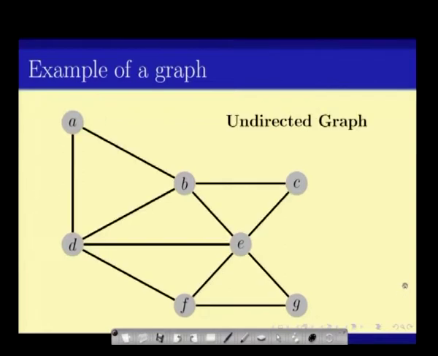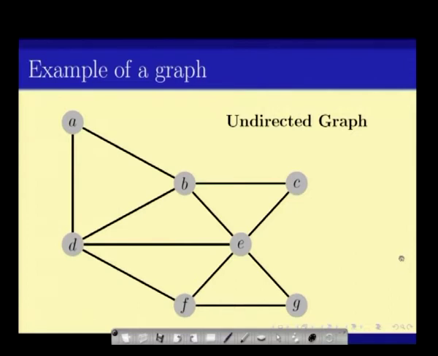So, for example, here there is an edge between A and D, and there is an edge between A and B, which means that edge AB is there and AD is there, but this edge, say AC, is not there. B is called a neighbor of A, similarly D is a neighbor of A, and so on. The degree of A is the number of neighbors it has, which is 2. Similarly, the degree of D is the number of neighbors it has, which is 4, and so on.